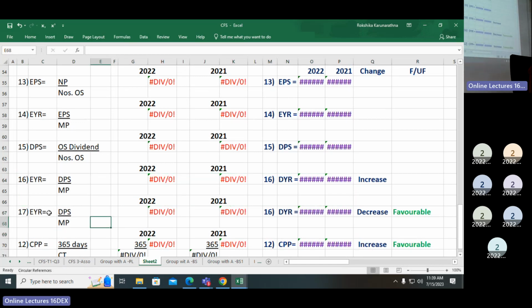Number 17, dividend payout ratio. Dividend payout ratio is dividend per share divided by earnings per share.